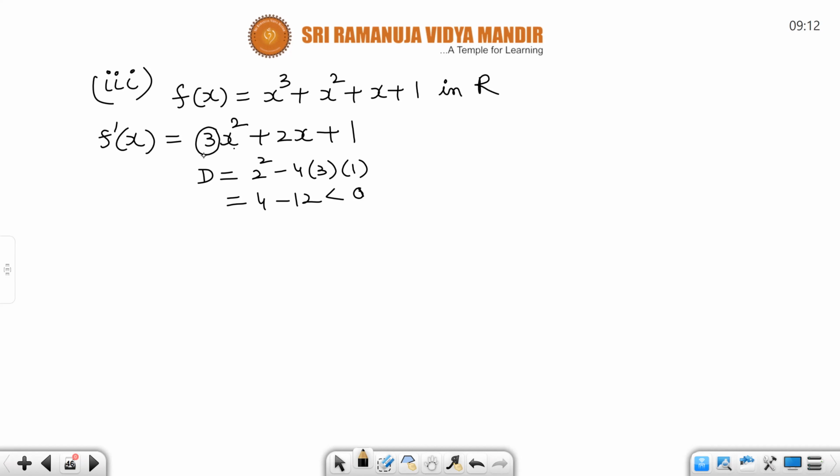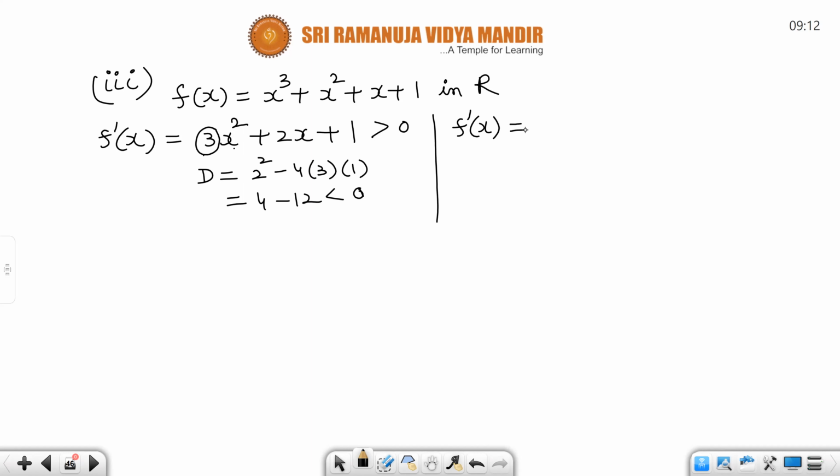That is a theorem. If the discriminant of a quadratic expression is negative, then whatever sign the x square coefficient has, the same sign will be there for the quadratic expression also, whatever may be the value of x. So for all values of x, this expression is positive. So we can prove it in another way also like this.